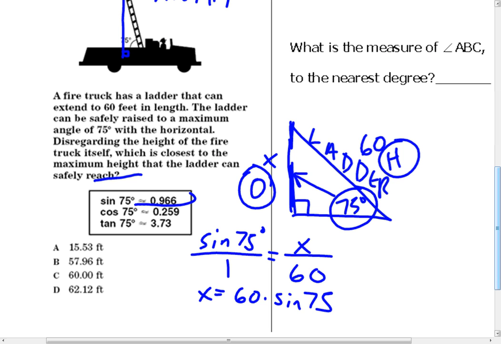Once again, isn't sine of 75 pretty close to 1? Yes. So I know this is going to be close to 60 times 1, but just a little bit less. It can't possibly be bigger or the same length as the hypotenuse, right?